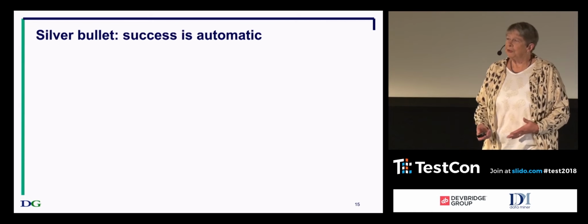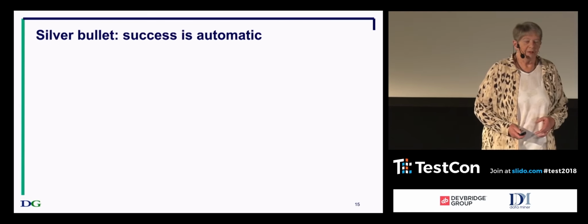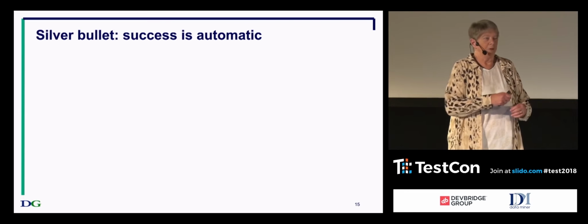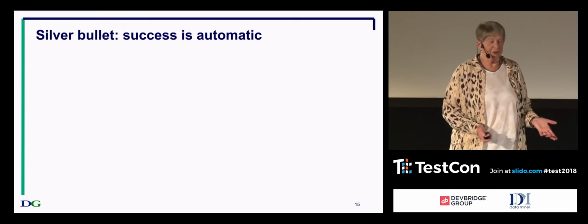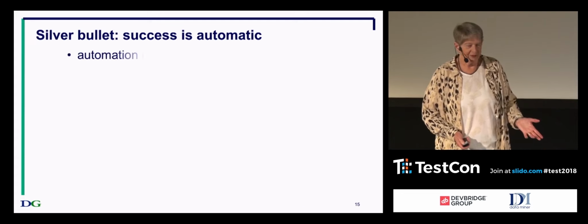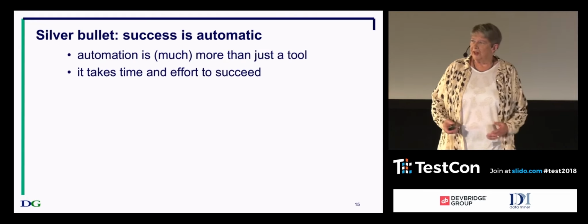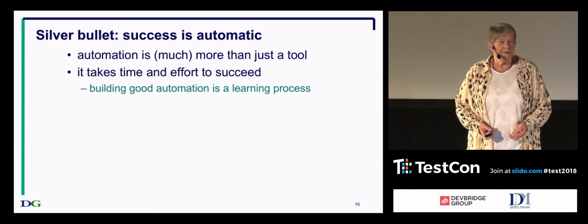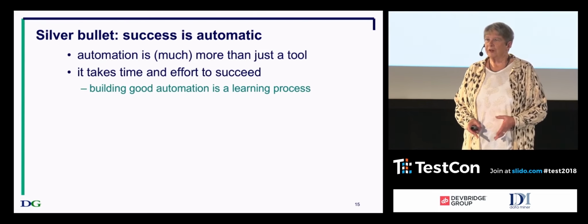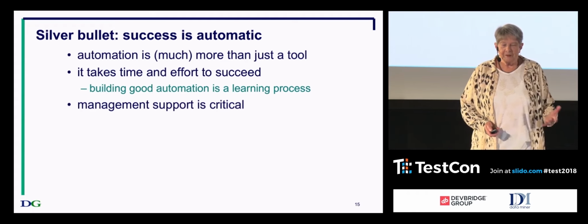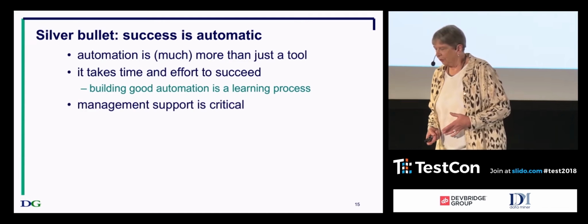And there's also perception, the silver bullet perception, that success is automatic. All you need to do is get the tool and then just wind it up and let it go. Well, it certainly isn't like that, is it? Automation is much more than just a tool. It takes time and effort to succeed. Building good automation is not something that happens instantly. It's a learning process. Management support for automation is critical.